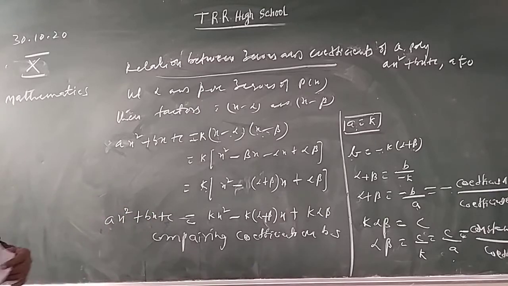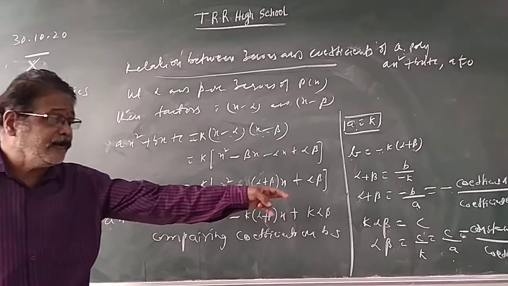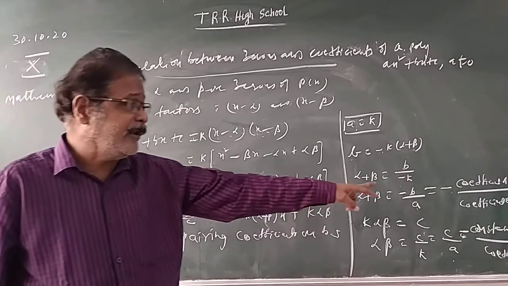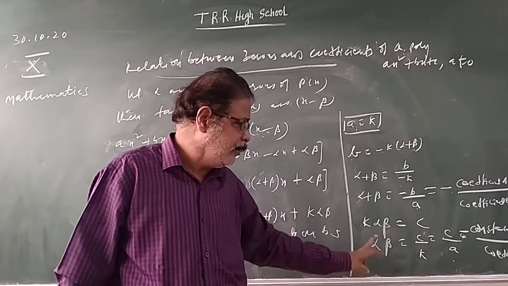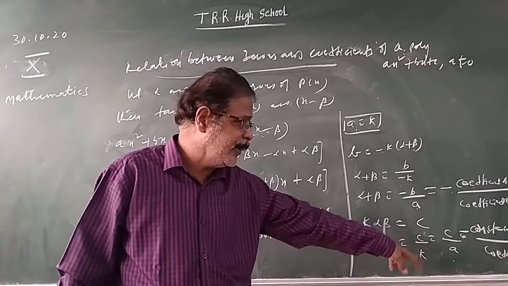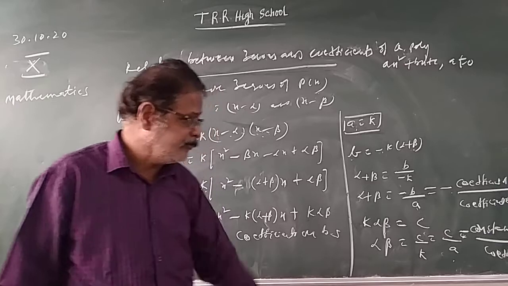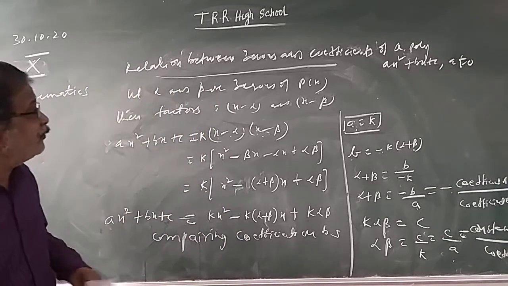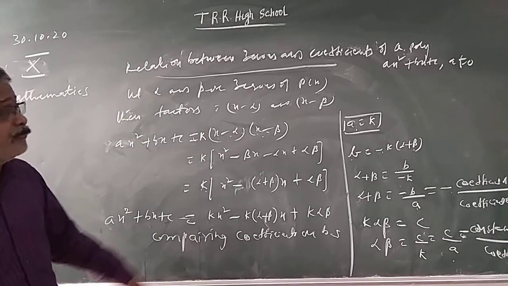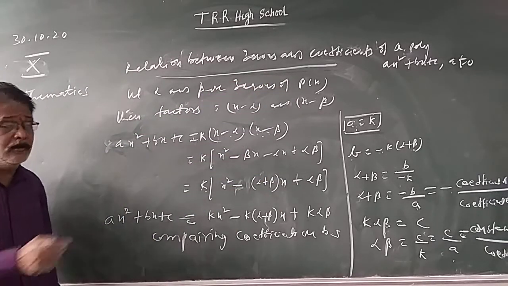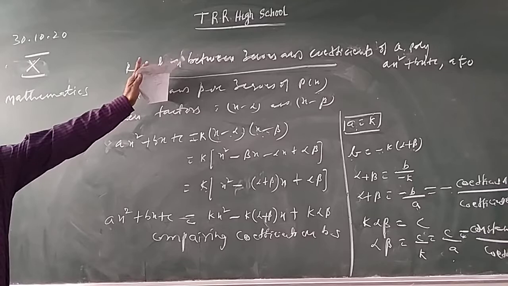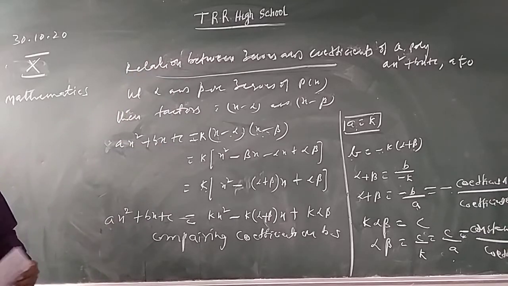So the sum of the zeros, alpha plus beta, is equal to minus B by A, that is minus the coefficient of x by the coefficient of x square. The product of the zeros is equal to C by A, the constant term by the coefficient of x square. This is the relation between the zeros and coefficients of the quadratic polynomial ax square plus bx plus c. I hope you understood this relation.